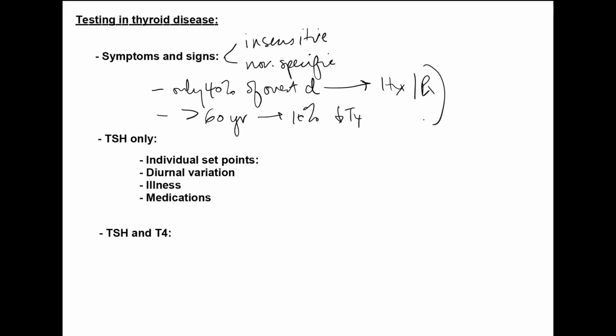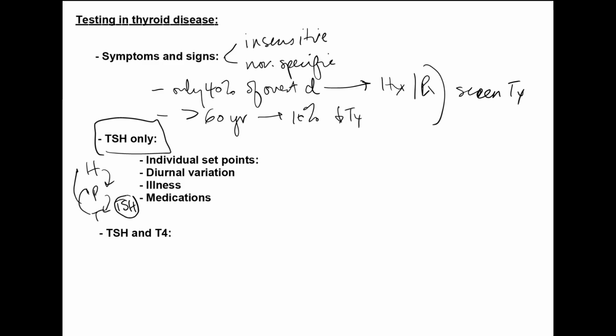If these are so limited, then everybody screens for thyroid disease, especially in older people and especially in females. And one of the strategies to doing this is to do a TSH-only testing strategy. And that makes sense. We have the hypothalamus, TRH to the pituitary, TSH to the thyroid, which inhibits with T4. So the TSH becomes an excellent measure of the feedback system.